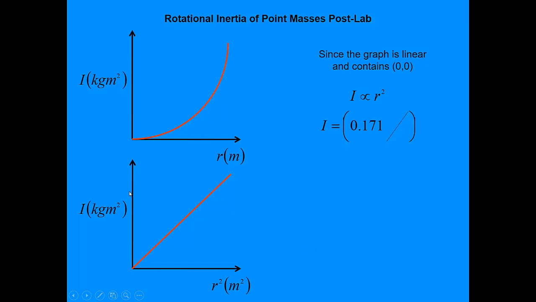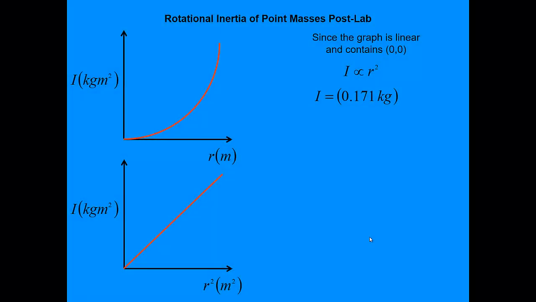Units, rise over run for a slope. Units of rise, kilogram meters squared. Units of run, meters squared. And notice what happens. The meters squared cancel, and we're left with units of kilograms.